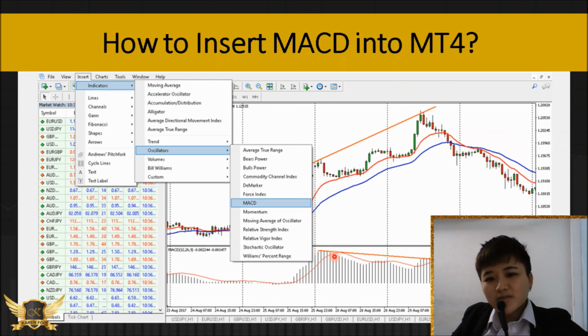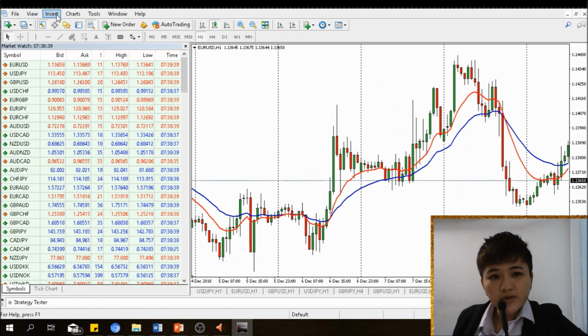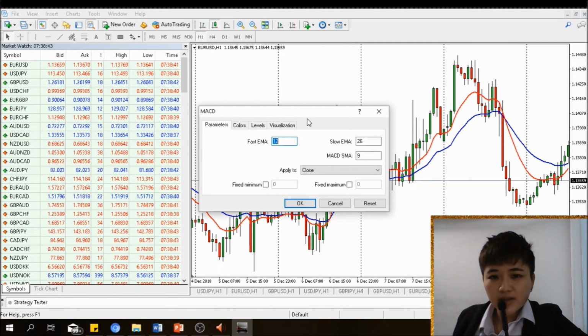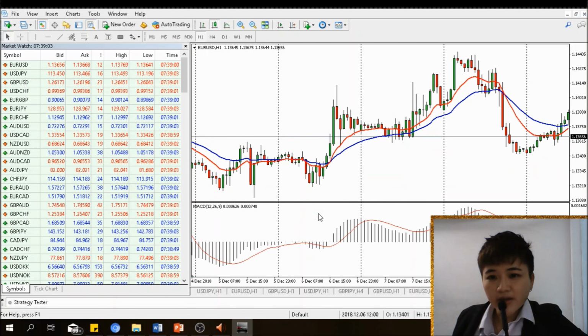But first thing first, make sure you don't insert the wrong indicator, okay? Let me just pull out my chart over here. If you go to your platform and you go to MACD, make sure you key in the right number. This is the default number. The fast EMA we put as 12, slow EMA as 26. For the signal line we're gonna put as 9, okay? Then click on OK, then this is what you get.